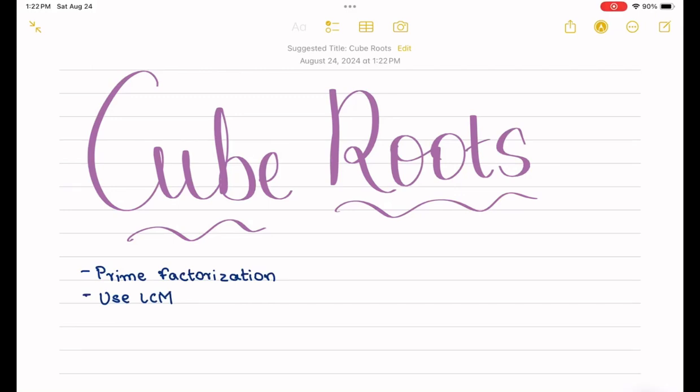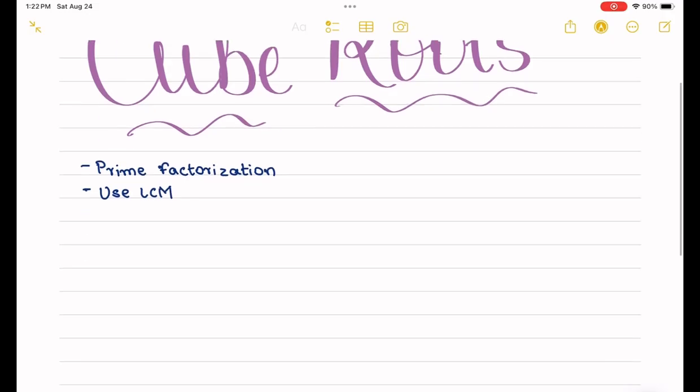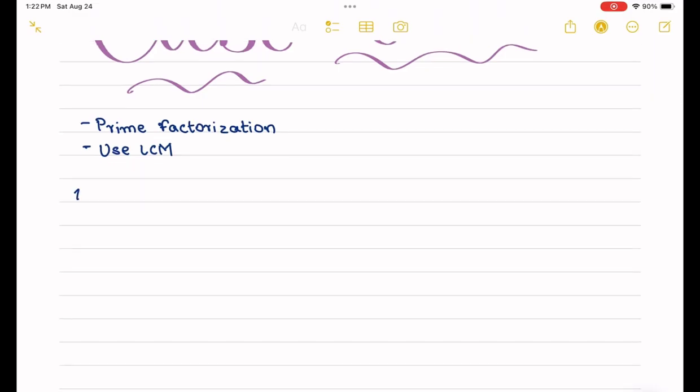Today we're gonna do some cube roots. If you find this chapter hard, then make sure to watch the whole video because we're gonna use prime factorization to make this easier. Prime factorization, we're gonna use LCM, which is the lowest common multiple. So let's start off with number one. The prime factorization is also called the ladder method.